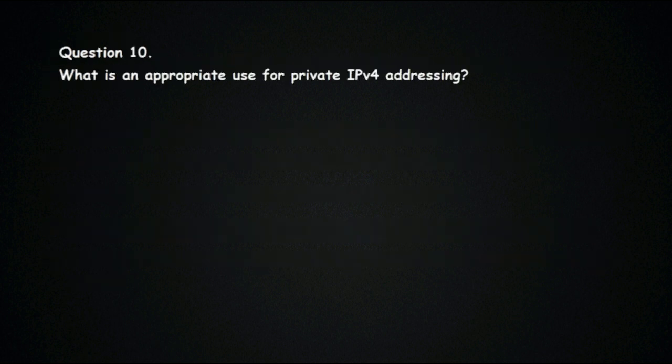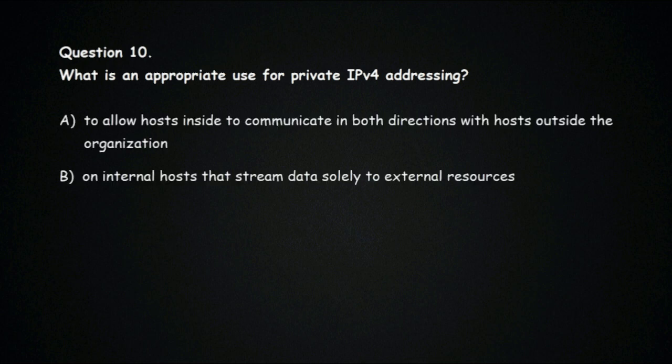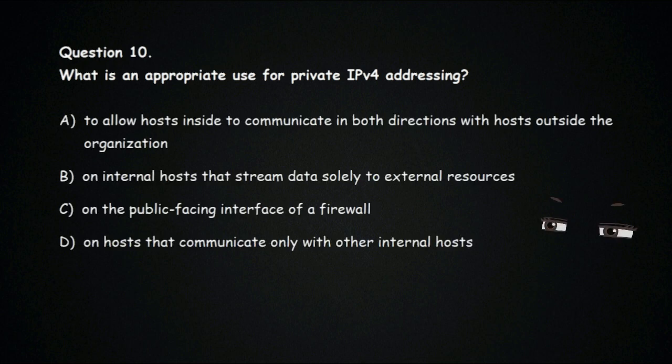Question 10. What is an appropriate use for private IP version 4 addressing? Options. Correct answer is D. Private IP version 4 addressing is used on hosts that communicate only with other internal hosts.